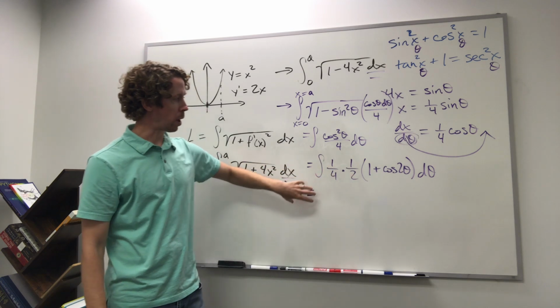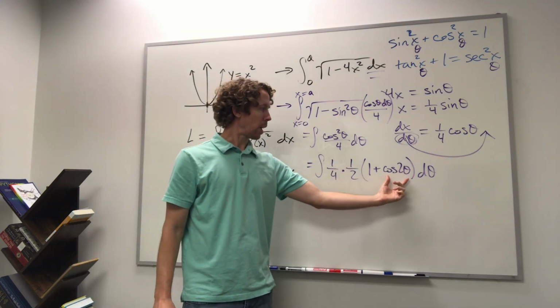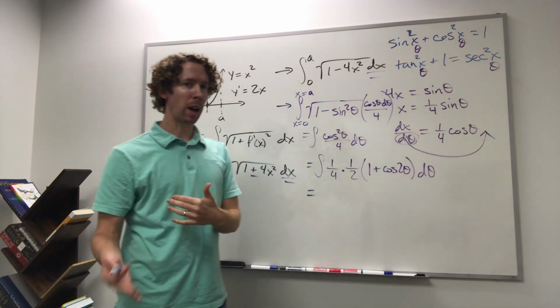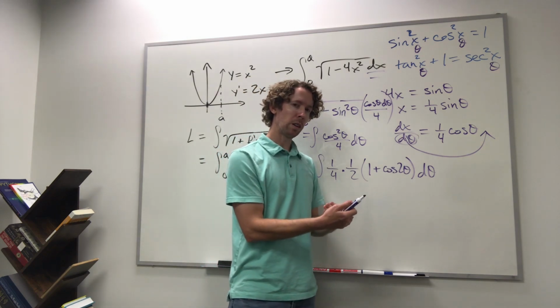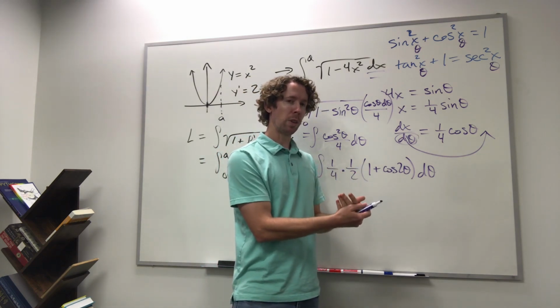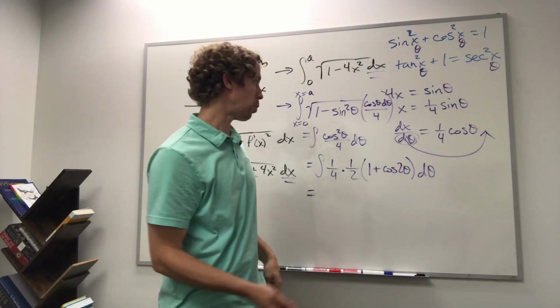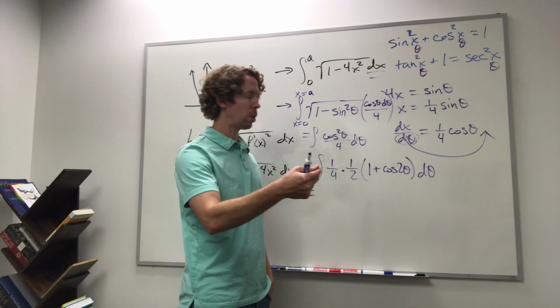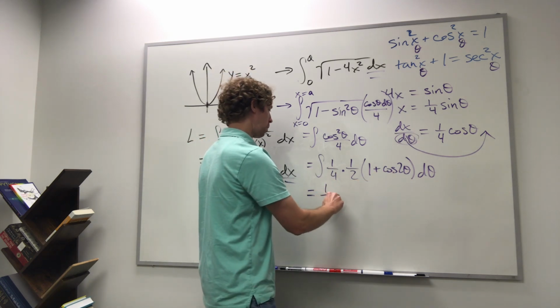Now the 1/8 will pull out in front. Antiderivative of 1 is theta. Antiderivative of cosine 2 theta is something like sine 2 theta, but I have to make an adjustment because the derivative of sine 2 theta is cosine 2 theta times the derivative of 2 theta. I have to use the chain rule. So to balance out that extra 2, I have to use a 1/2 for the antiderivative.